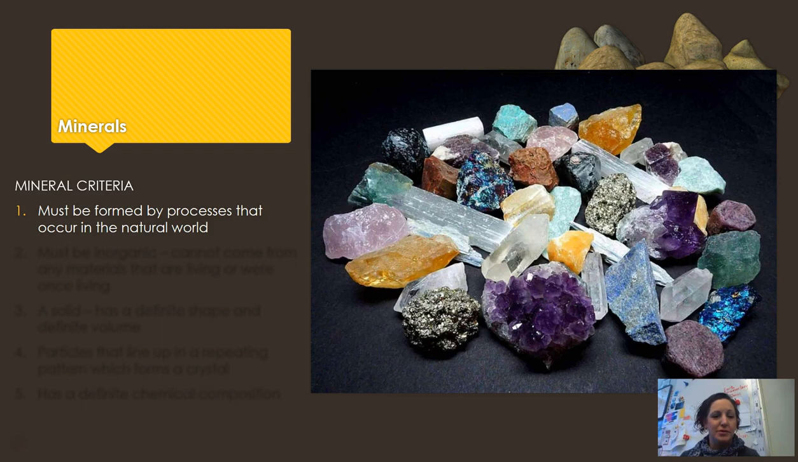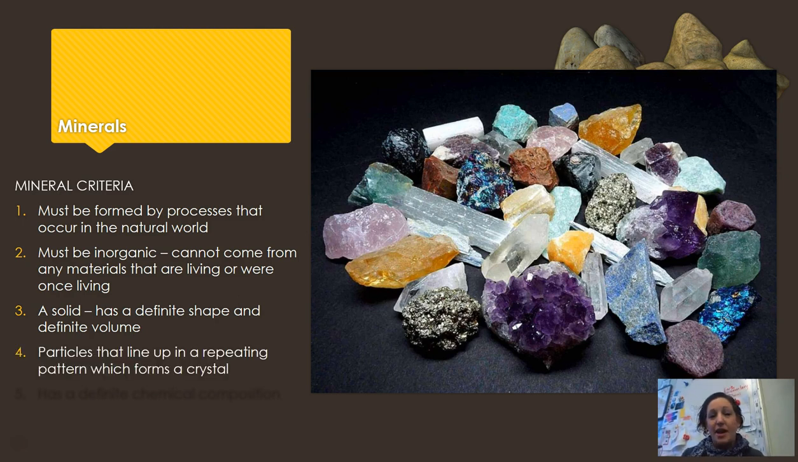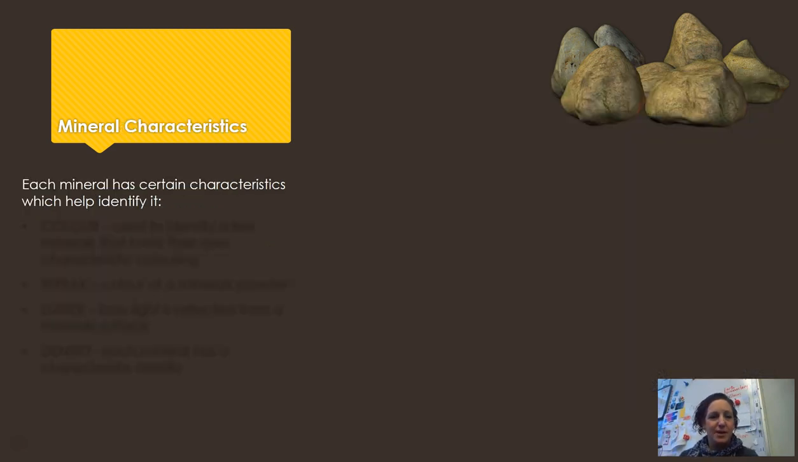So all minerals must be formed by processes that occur in the natural world. They must be inorganic, which means they cannot come from any materials that are living or were once living. They have to be a solid, so they have a definite shape and a definite volume. They have particles that line up in a repeating pattern or a repeating structure, which forms a crystal. And they have a definite chemical composition.